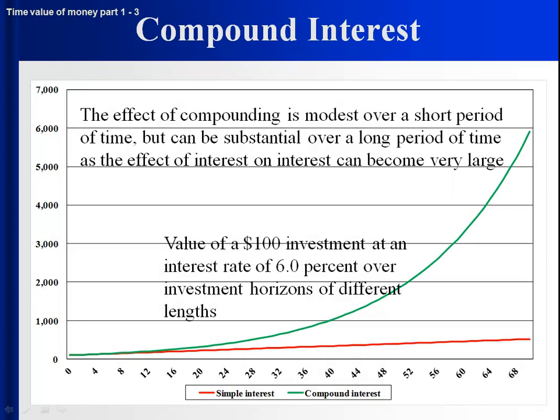And you can see when you compare simple interest to compound interest, simple interest just increases linearly. So if it's 6% at $100, every year it's $6 more. So after 70 years, your $100 just becomes about $500. But with compound interest, the interest on the interest can become incredibly important, such that your original 100 turns into roughly $6,000 after about 70 years.